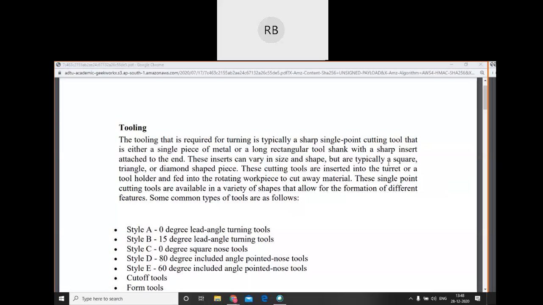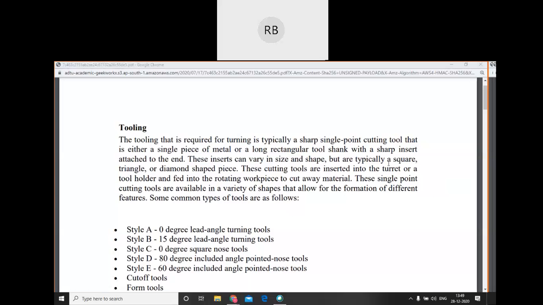So first is tooling. The tooling that is required for turning is typically a sharp single point cutting tool, as has been mentioned in the video that you have seen also. Single point cutting tool means if the cutting tool and the workpiece are touching each other at a single point, then it is a single point cutting tool.